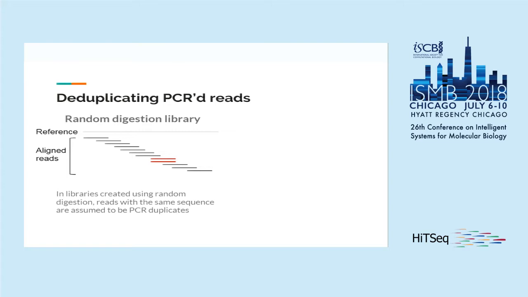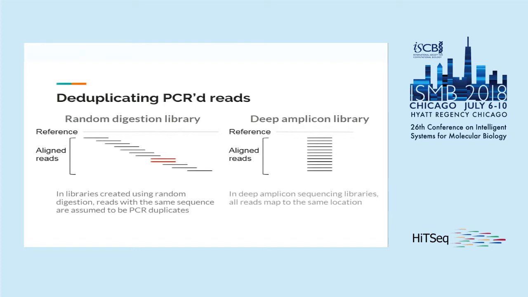However, in the work we've been doing in our lab, we're particularly interested in deep amplicon sequencing, which is where we sequence the same genomic region with 10,000, 100,000 reads. And so in this situation, every single read has the same start and stop location. And so it's impossible to deduplicate PCR products using this.